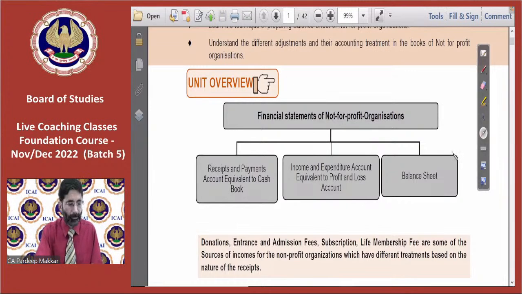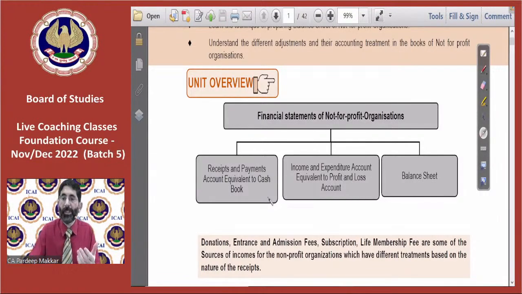And while preparing receipt and payment account, why are they preparing it? The concept is very simple. Basically, these people are normally dependent upon donations, not income. Direct income is not there. They are getting donations from somewhere here or there. On that basis, they are working. That is assumed. Due to that reason, their receipt and payment is very important.